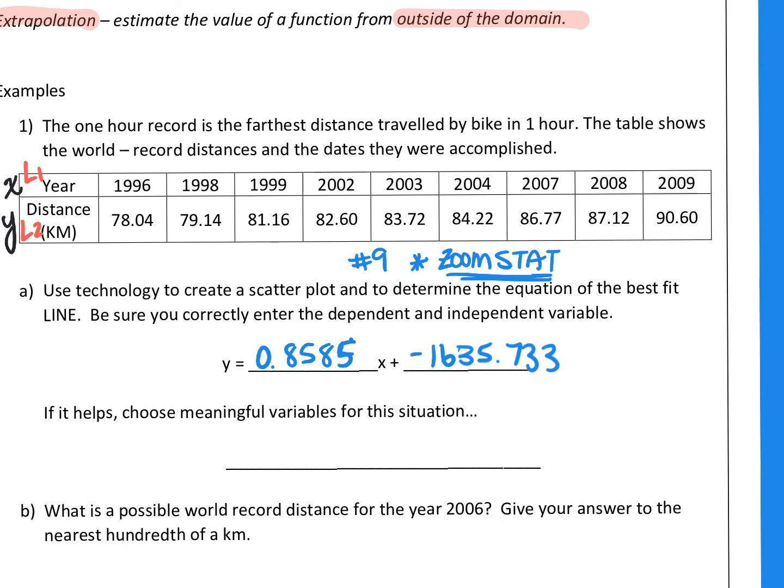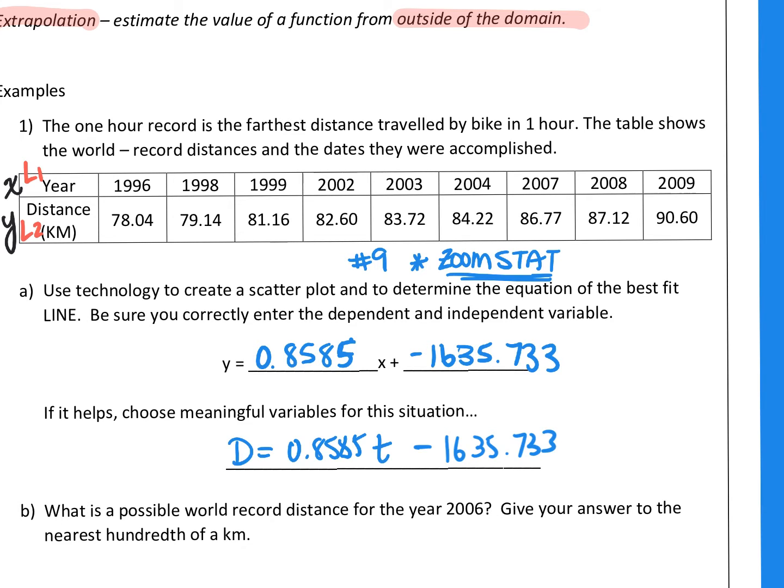Okay, so again, you can put all of those numbers into your y equals and go from there. But we can also choose meaningful variables. So remember that on the y-axis is distance. So maybe a more meaningful equation might be d is equal to 0.8585t, for time, take away 1635.733. So there's my equation.